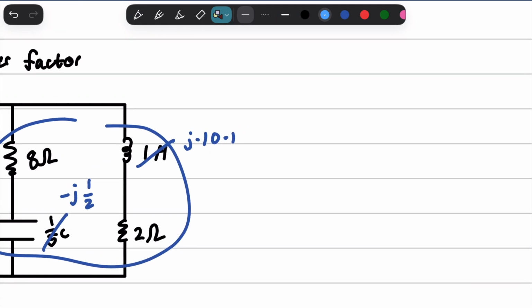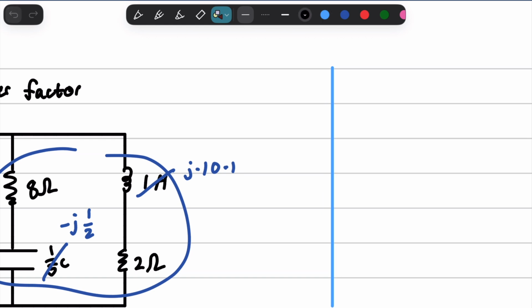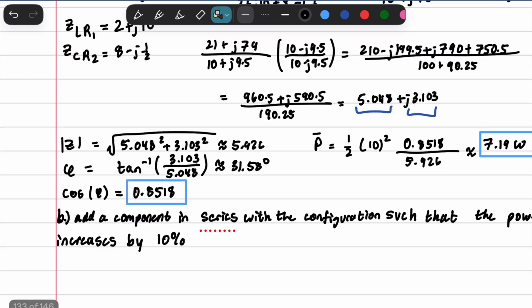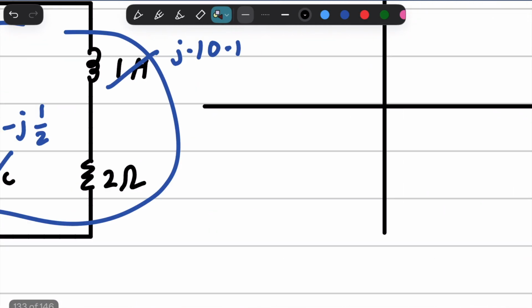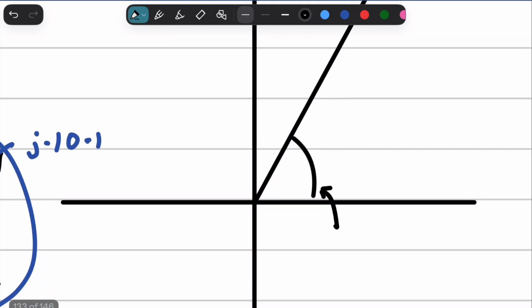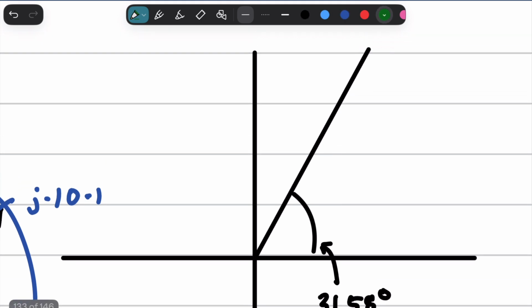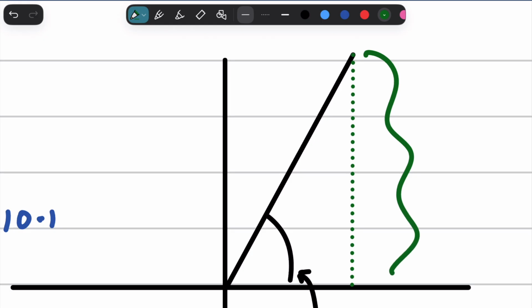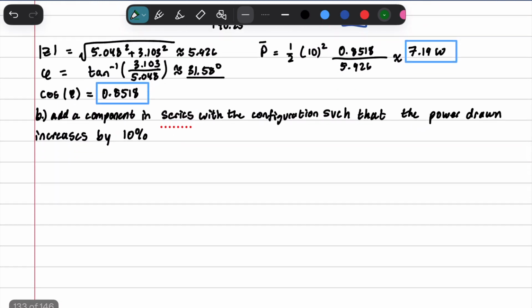Now let's go ahead and draw the graph just so that we're ready for part B. And we see that we actually have a positive angle. So that means that our circuit currently is a little more inductive. And we're going to draw the angle right here, and we're going to call it 31.58 degrees, because that's what we had found. It's a little bit more inductive, so I'm going to draw it green, like that. We know that this right here is our Y. Right. Now we can go ahead and move on.